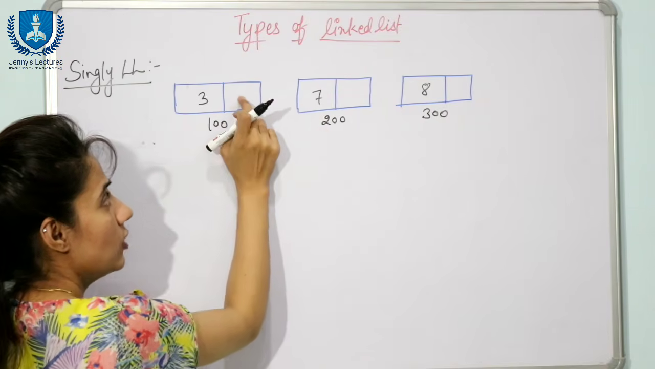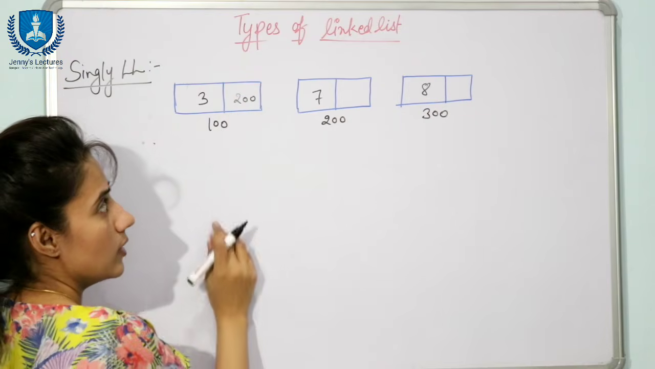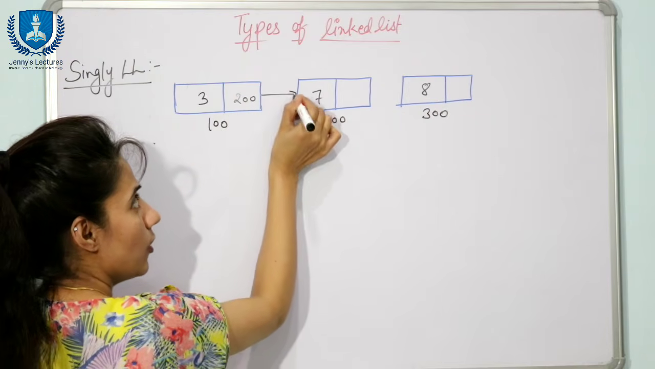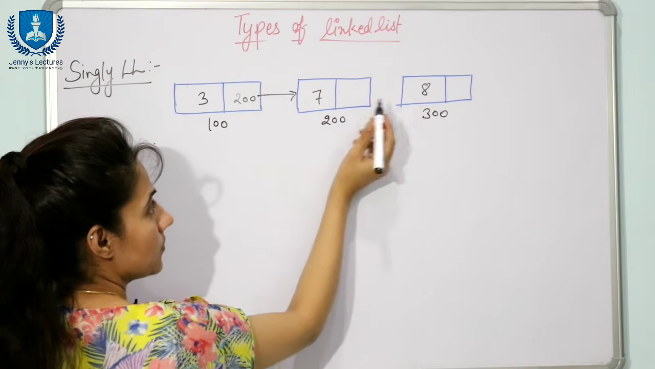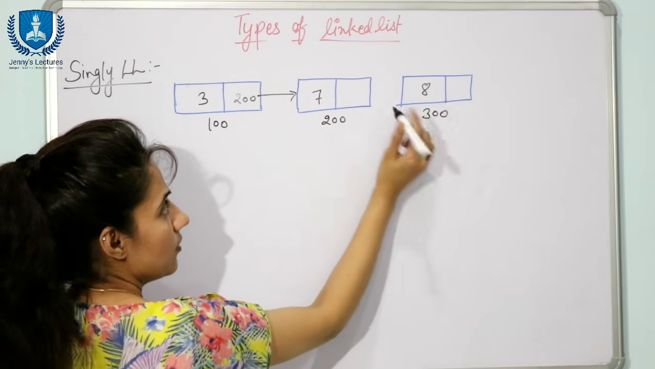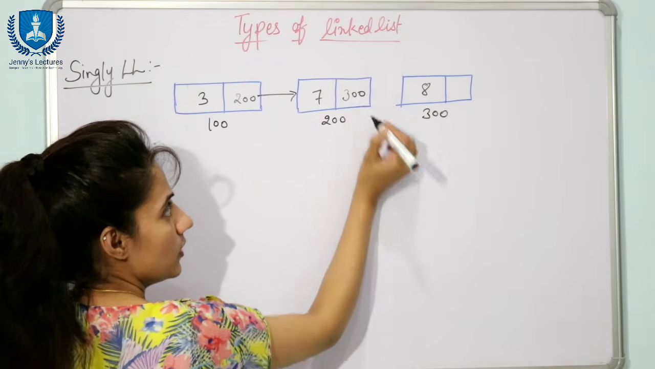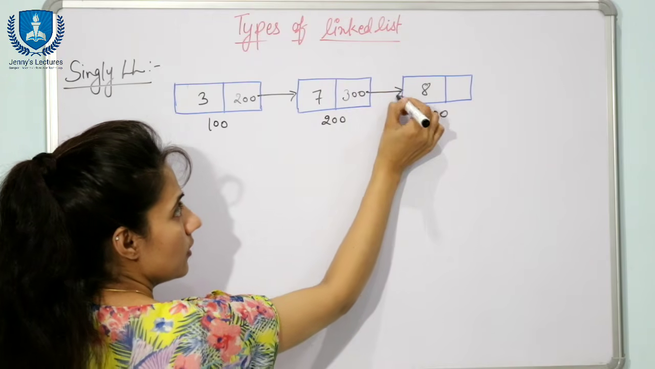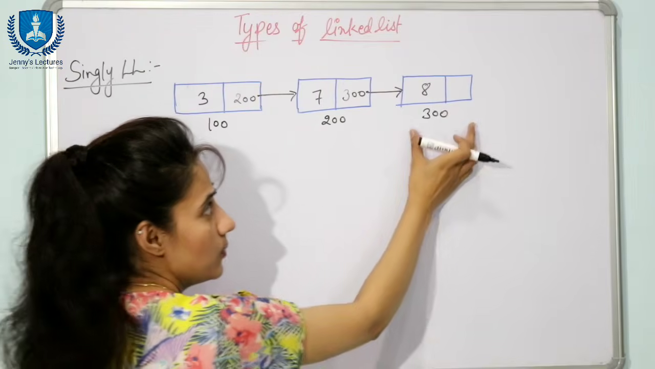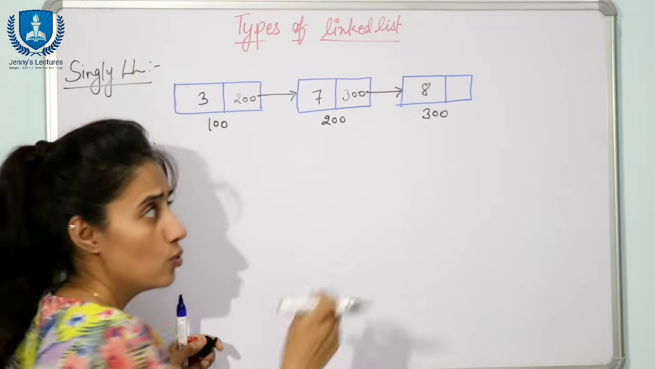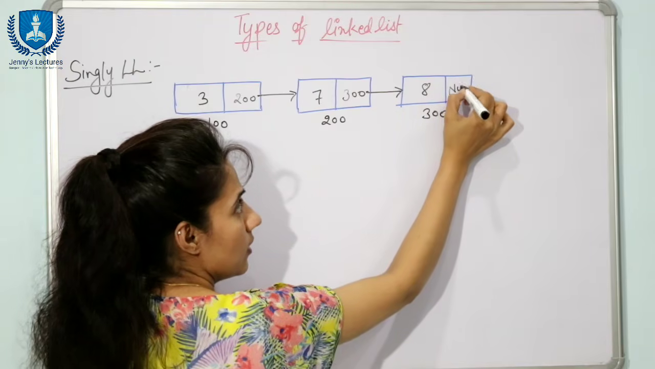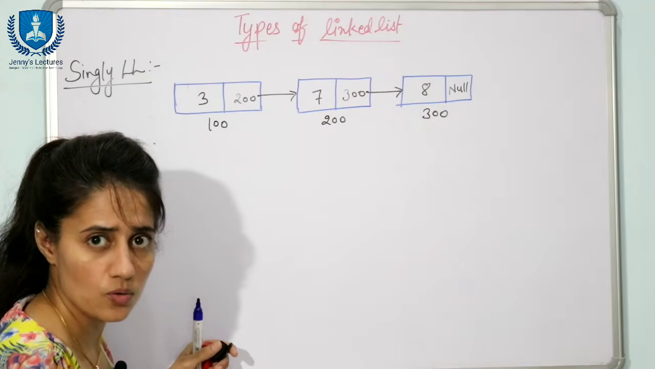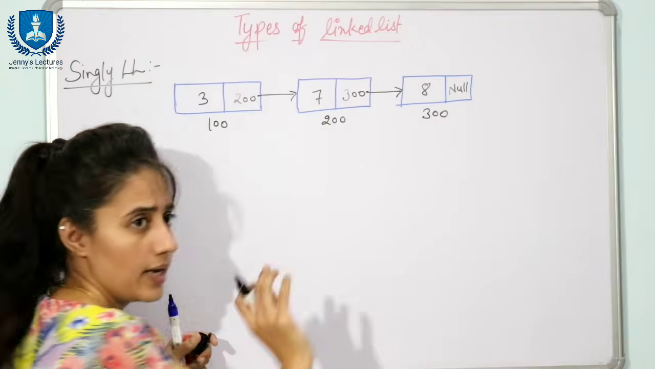So here you will write what? 200. So it is going to point to this node. This contains what? Address of next node, that is 300. So it is going to point to the next node. And suppose this is the last node. So the address part of last node contains what? Null. You can say 0. It is not going to point anywhere.